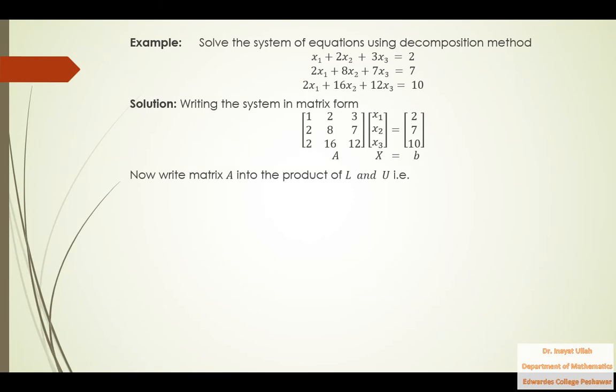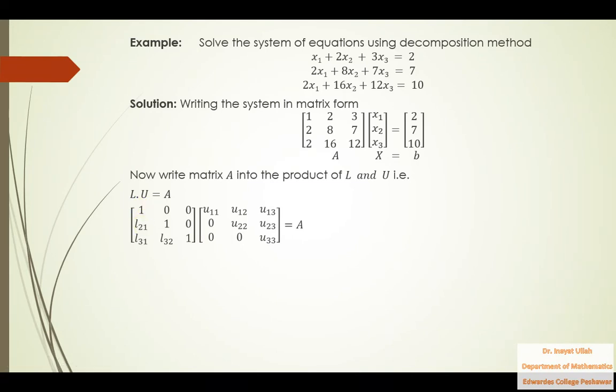It means that we need to write A as the product of L and U, where L is the lower triangular matrix. What is a lower triangular matrix? In a lower triangular matrix, all the elements above the main diagonal are 0, and in an upper triangular matrix, all the elements below the main diagonal are 0. But as a special case, in the lower triangular matrix we take the diagonal elements as 1. So all the elements in the main diagonal will be 1, and the other elements should be obtained.